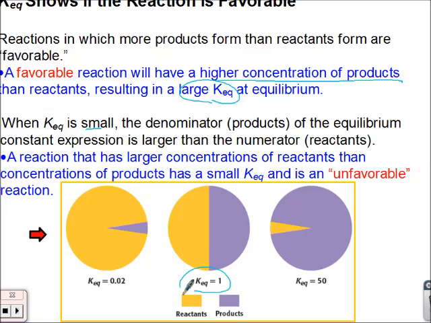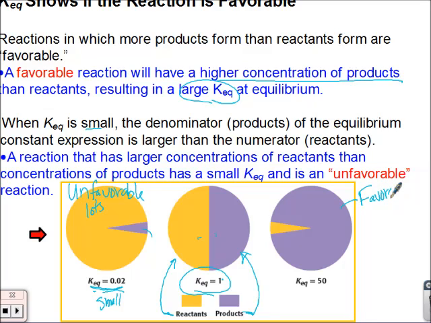So here's how it works. If KEQ is 1, I have an equal number of reactants, which are yellow, and products, which are green or purple. If KEQ is 1, again, they're equal amounts. If KEQ is a small number, like 0.02, that means I have lots of reactants, but not much products. This would be an unfavorable reaction, because not much of it is going, it wants to stay as the reactant. Over here I have a favorable reaction because I have lots of products, but the reactants are very small. There's not many reactants left.